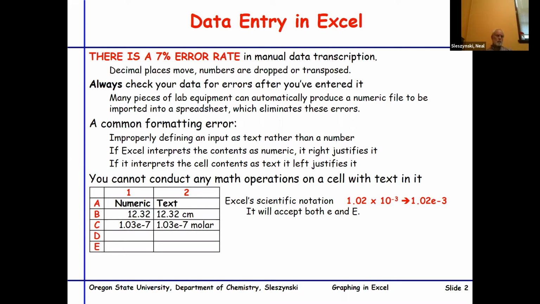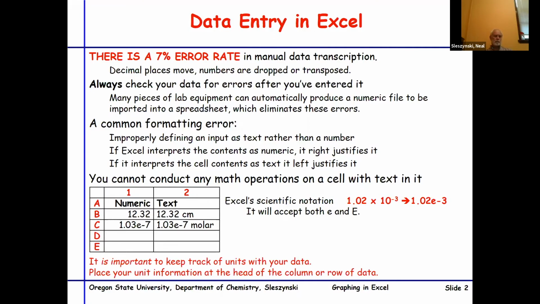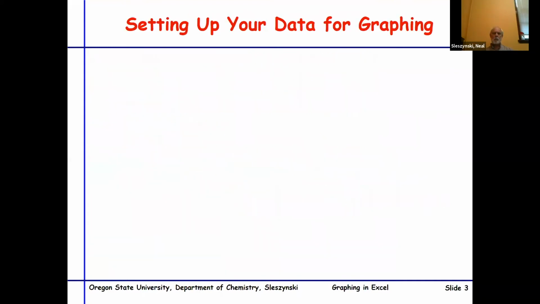Also, when we're using data in Excel, we will always enter scientific notation in the form of 1.02e-3. Excel will accept either a lowercase e or a capital E. Excel has difficulty interpreting the type of format most calculators use for scientific notation. It is important to keep track of units in your data. Most people successfully do that by placing unit information at the head of the column or row of data. You cannot enter it in the cell with the actual numeric data.